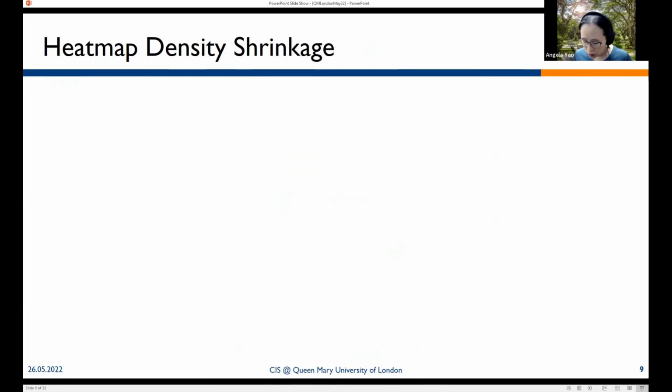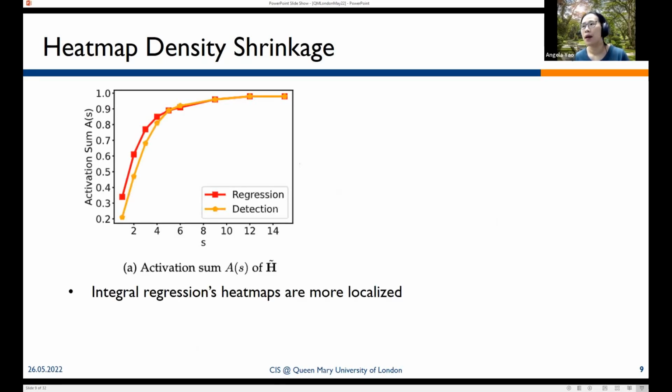So then we tried to go further and ask: our theory tells us that integral regression should be doing better all the time. But what we're observing is that this is only true in the hard cases, but not in the so-called easy cases. Why is that, right? One phenomenon we observed was that there's actually a shrinkage in the density of the heat map. And we verified this in two ways.